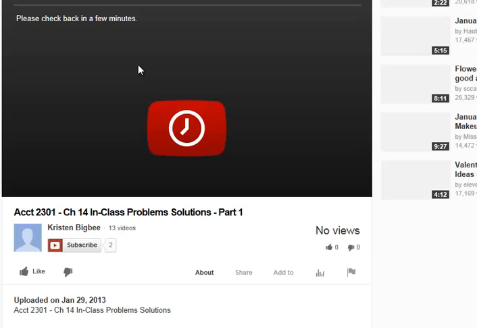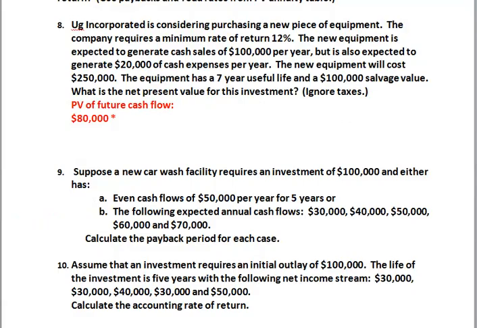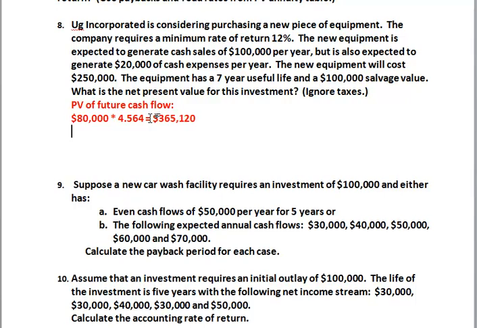We have a minimum rate of return of 12%. So the present value factor on that is going to be 4.564. So that's $365,120. Now, we are actually receiving another piece of income, another cash flow from this investment.